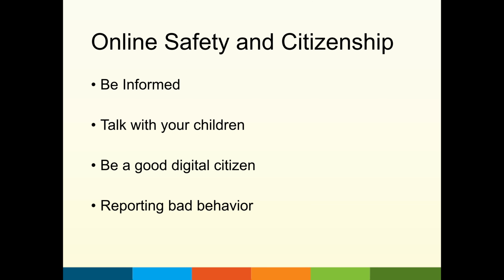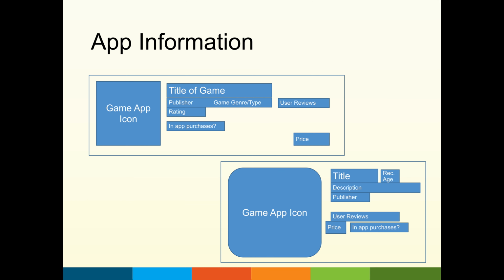If you aren't sure how to do this, again, using a web browser to search, there are a lot of guides and videos that can walk you through the process. In the next couple of slides, we will be discussing some popular games, specifically games that are available on mobile devices. Let's review the layout for app information for Android, which is in the top box, and for Apple, which is in the lower box.